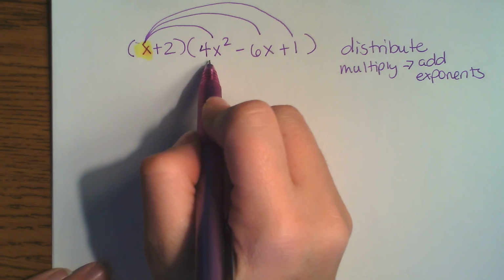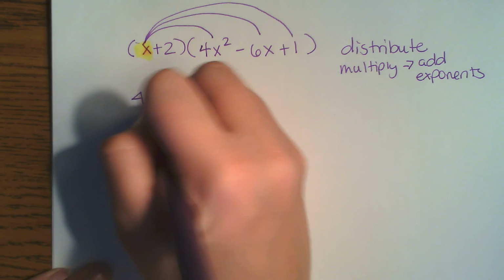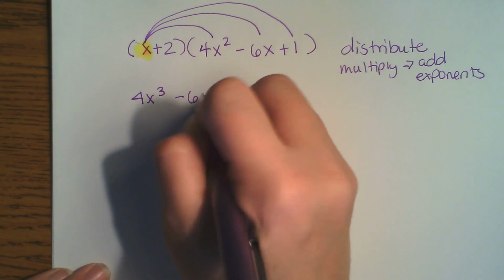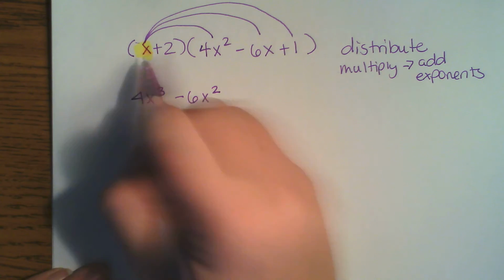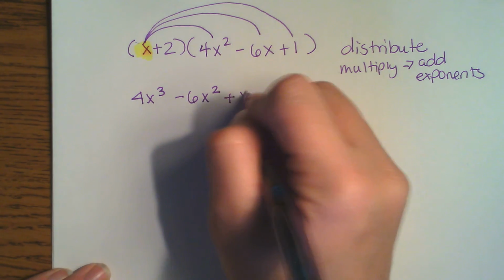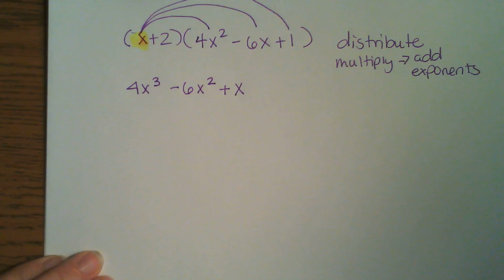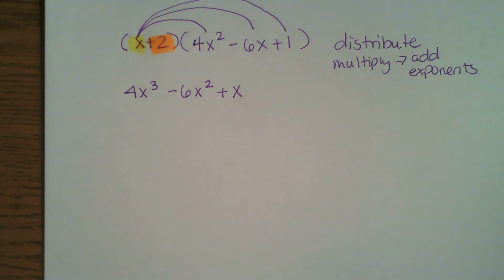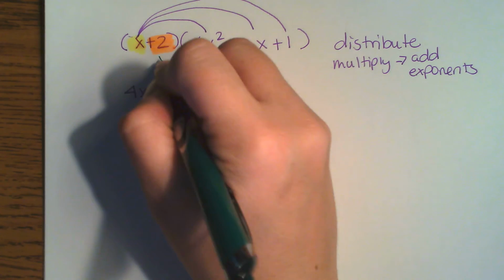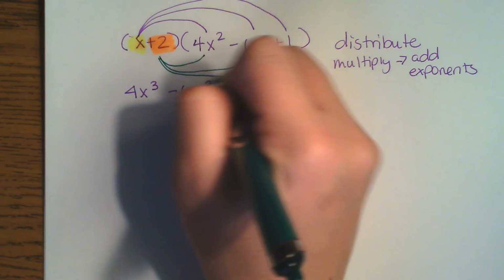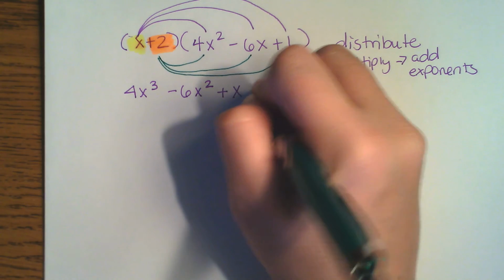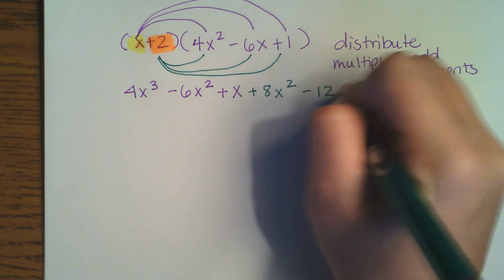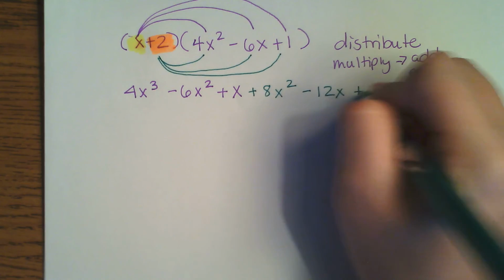So x times 4x squared will be 4x cubed. x times negative 6x will be negative 6x squared. And x times 1 will be x. Next, I'll distribute the 2. So 2 times 4x squared, 2 times negative 6, and 2 times 1. So that becomes plus 8x squared minus 12x plus 2.